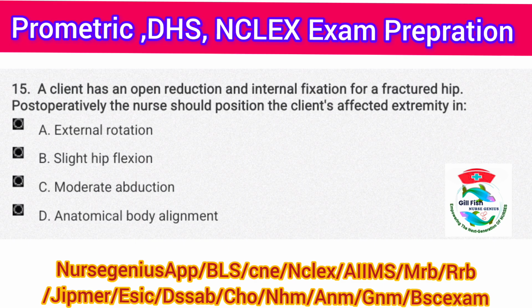A client has an open reduction and internal fixation for a fractured hip. Post-operatively, the nurse should position the client's affected extremity in: option A, external rotation; option B, slight hip flexion; option C, moderate abduction; option D, anatomical body alignment. So what could be the correct answer here? Can you say what you do for the affected extremity? You should do the moderate abduction. Option C will be the correct answer.